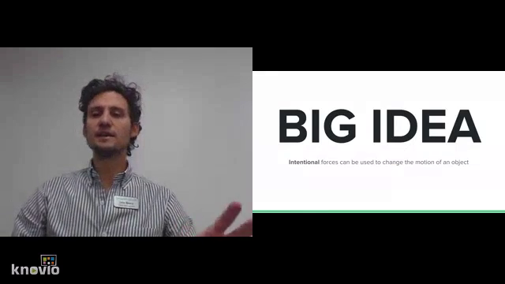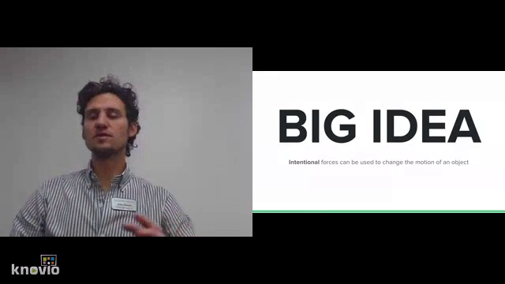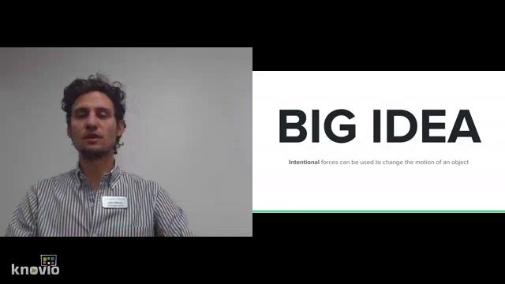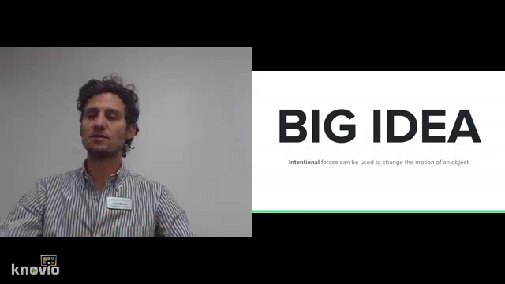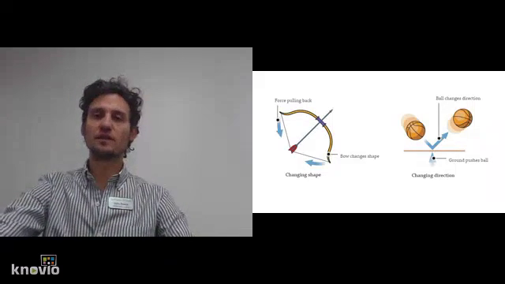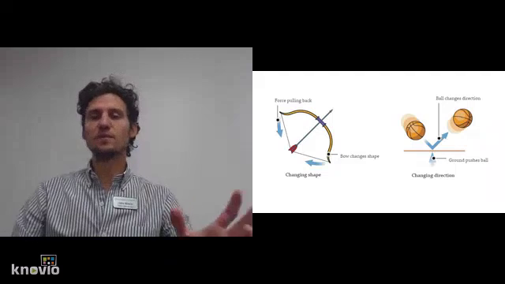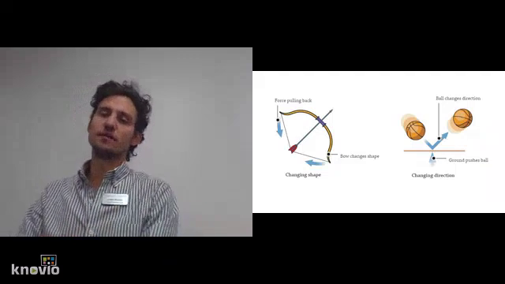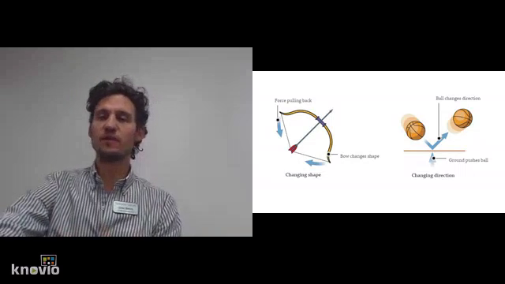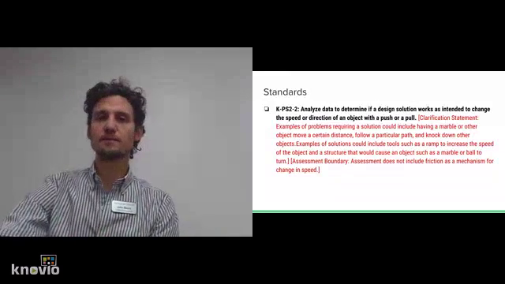The other big idea is that intentional forces can be used to change the motion of an object. So if we want an object to go a certain direction, we have to apply a force in that certain direction. If we want it to go a certain distance, we have to apply enough force to get it to go that distance. So, for example, the direction or the amount of force are two ways that we can modify the amount of force that something has.